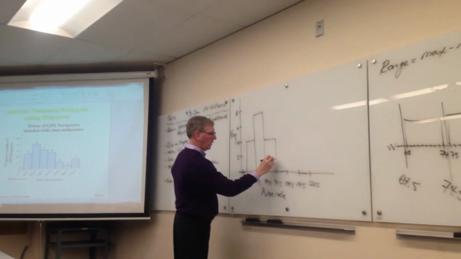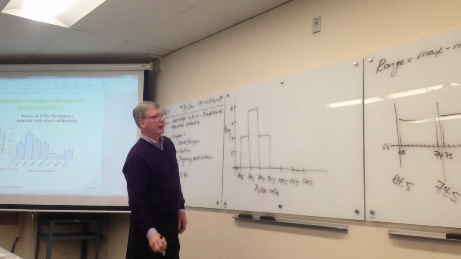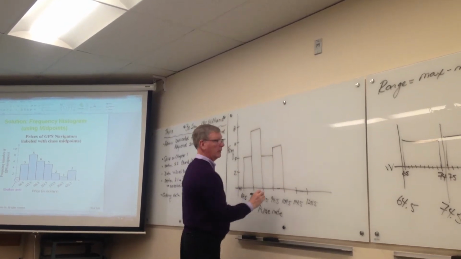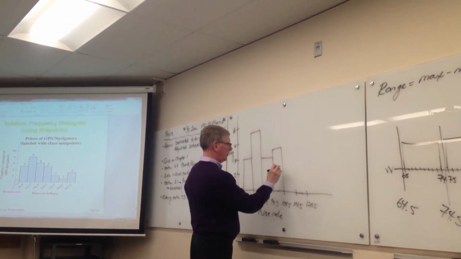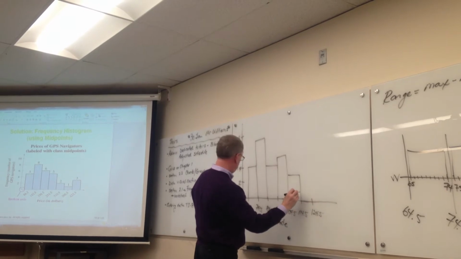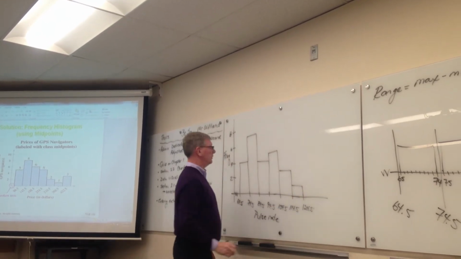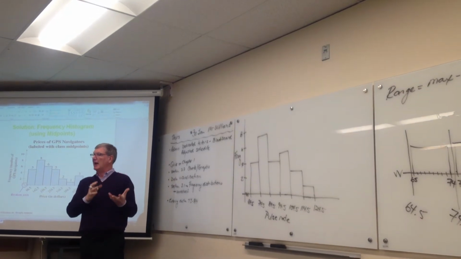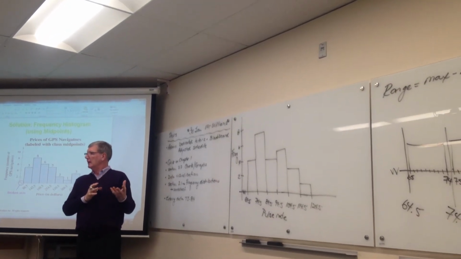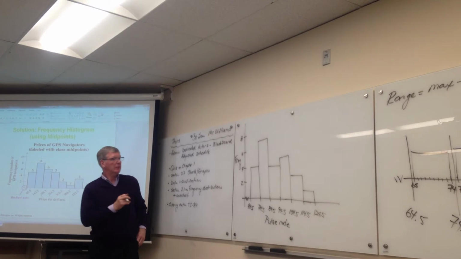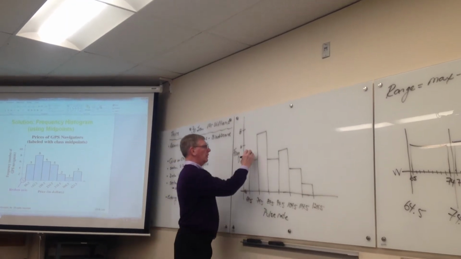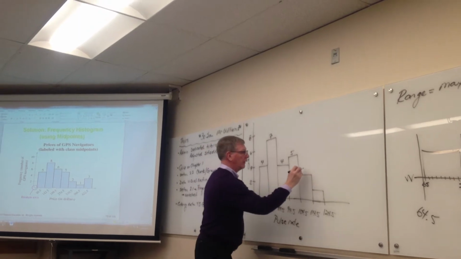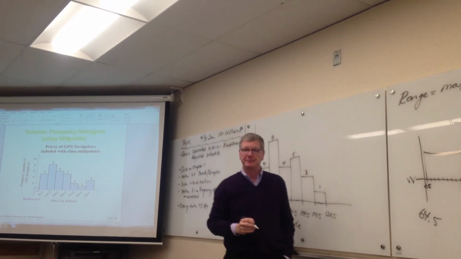Next one was 4. Next one was back up to 5. The next one was down at 3. And the last one was 1. So that's the distribution of our data. That's how our data fell out in those intervals. And I could put the numbers here, 4, 7, 4, 5, 3, 1.